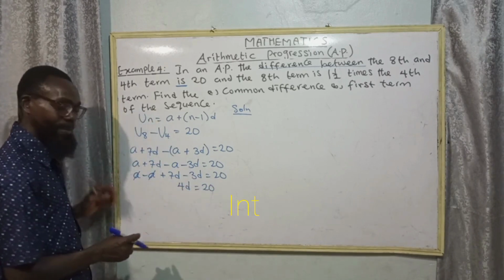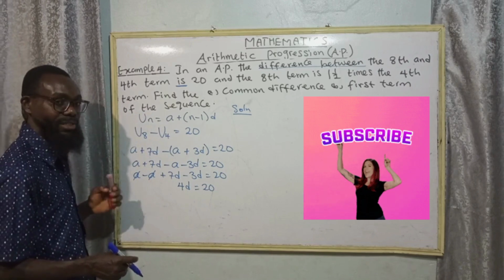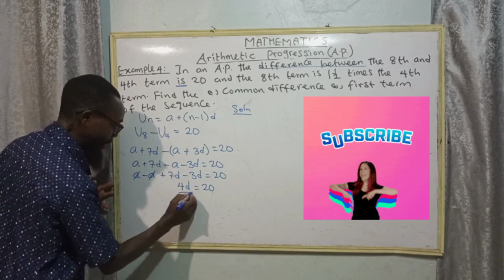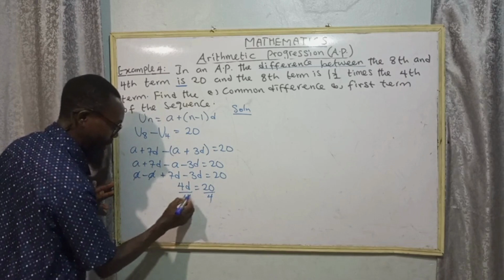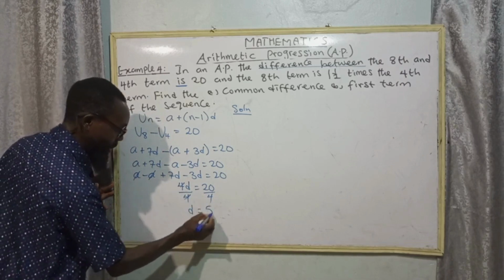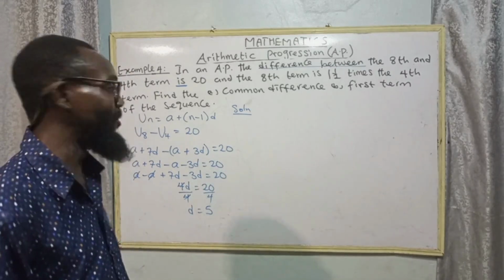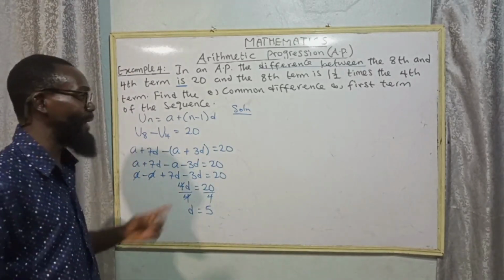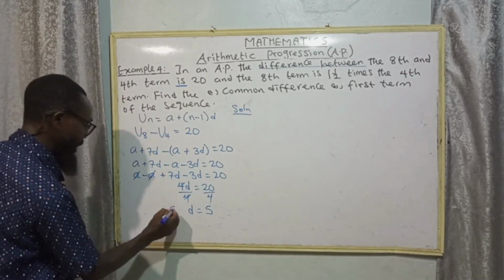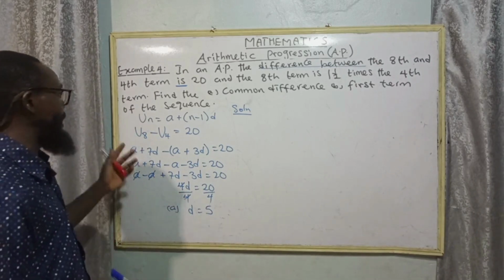I have to divide both sides by 4 in order to get my d. To get the value of d, divide by 4, divided by 4. 4 goes in 4, d equals 5. I've gotten the value of my d to be 5. Now, how do we get our a? So this is question A. Question B, first term of the sequence.